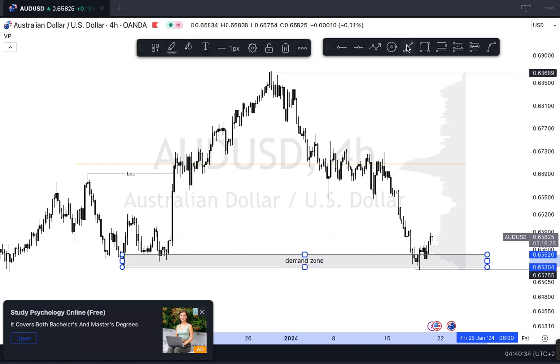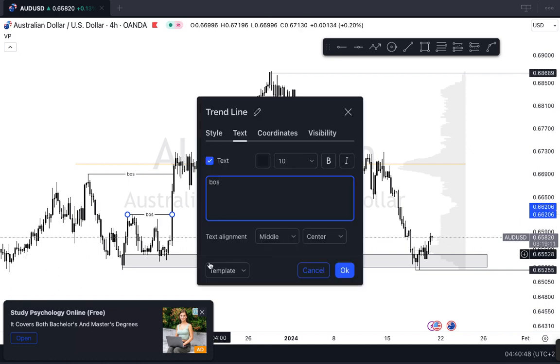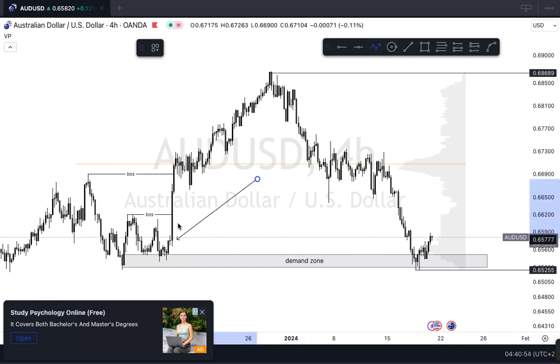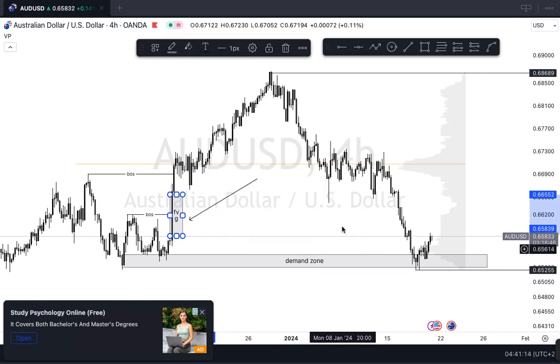And then from here we have an internal break of structure, BOS. On this long candlestick there, we had a fair value gap, guys, a fair value gap that needed to be filled. So this is our FVG, that's our fair value gap.